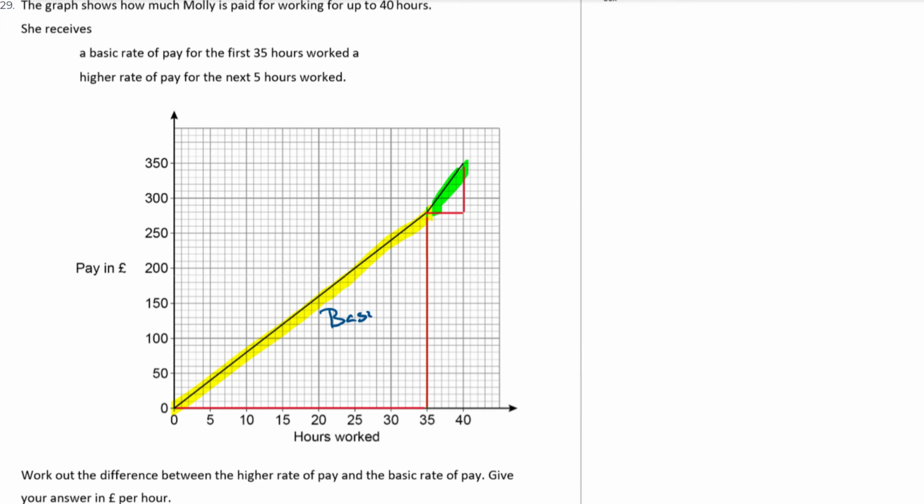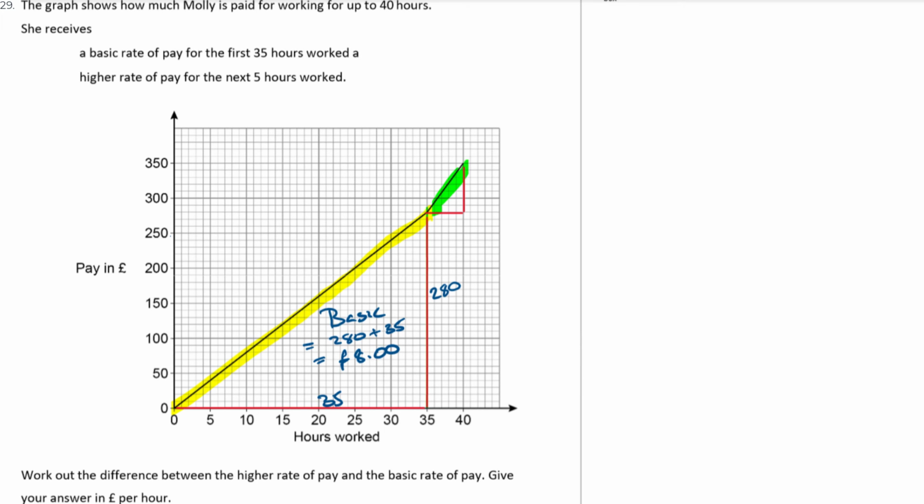So this is the basic rate down here then. So change in y over change in x, the height of this line here, can you see it goes up to, well, this is 250. There are 5 individual divisions between 250 and 300. So each one's going to be worth 10. So then the height here is 280 and the width is 35. So the basic rate is going to be 280 divided by 35. Okay, change in y divided by change in x. So 280 divided by 35. That's £8 an hour then. That's her basic rate.